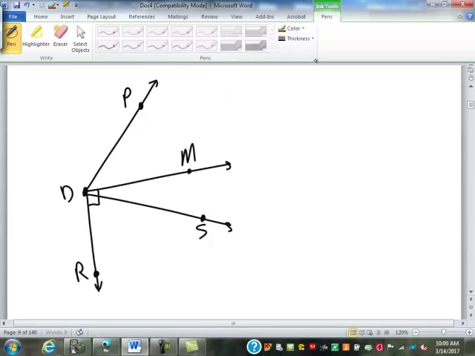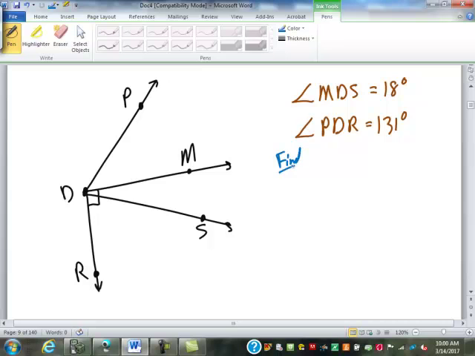So given this here, if I tell you that angle MDS is 18 degrees and angle PDR is 131 degrees, can you find angle RDS?